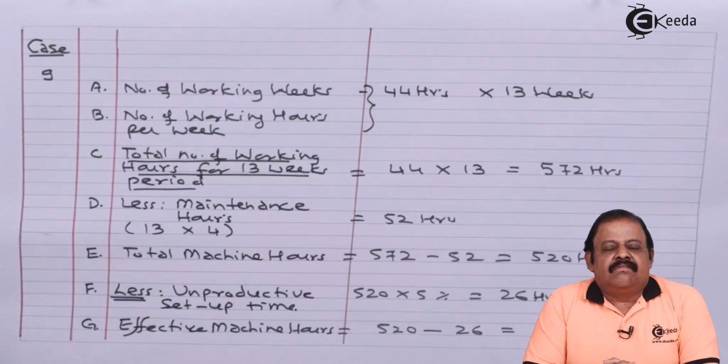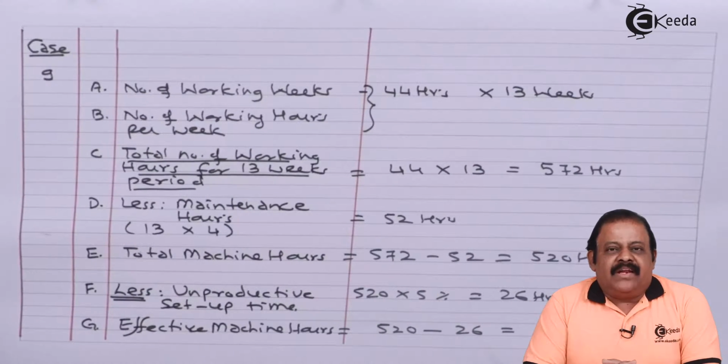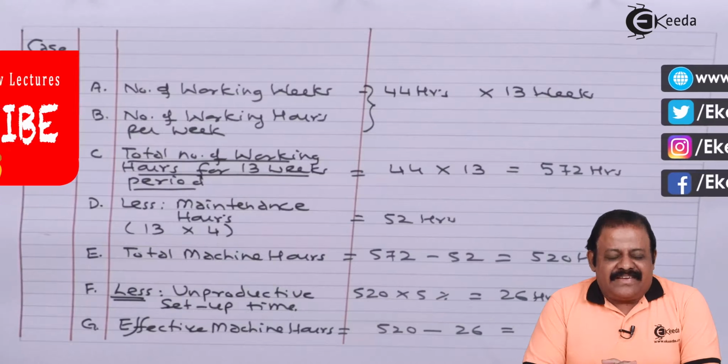In this question, we have covered almost all situations where we can calculate machine hours properly, effective machine hours, considering the unproductive time, productive time, national holidays, Saturdays, Sundays, full working day, half working day, etc.